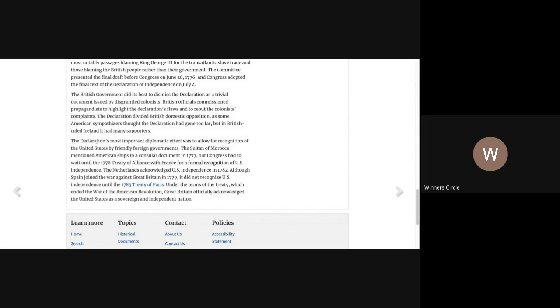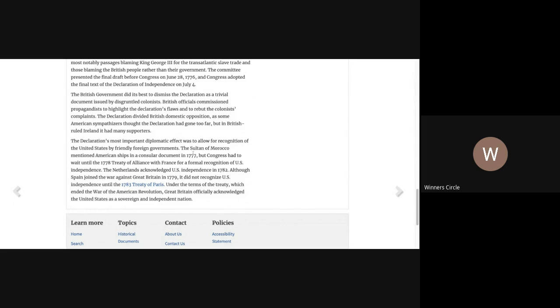Okay, the declaration's most important diplomatic effect was to allow the recognition of the United States by friendly foreign governments. The Sultan of Morocco mentioned it. Why is the Sultan of Morocco mentioning this? You guys don't understand the Moorish part of the American treaty. You think Morocco is in Africa. That's where the kingdom is set up, but that's not the true Moroccan empire. The true Spanish, the true French empire all started from America. That's why they petitioned the French, because the French was an empire that already started in America. Haiti. Did I say that out loud?